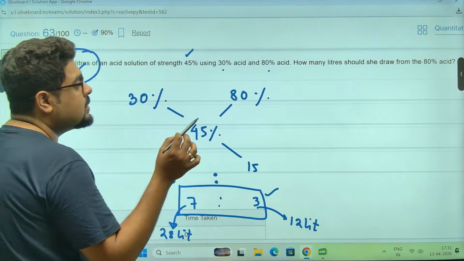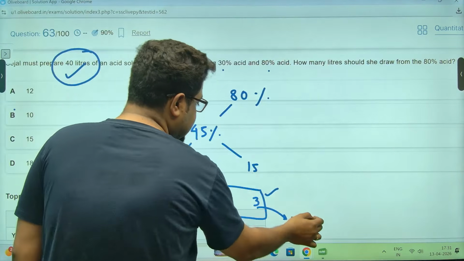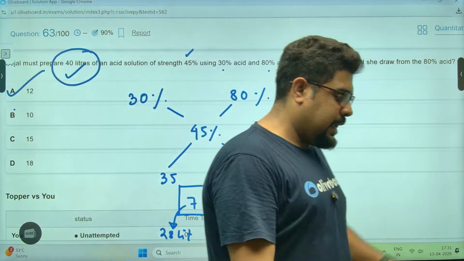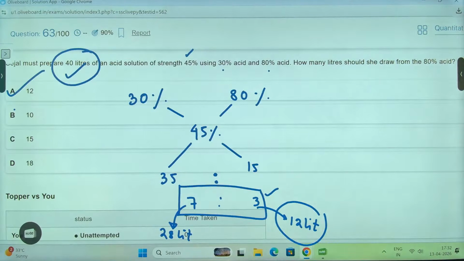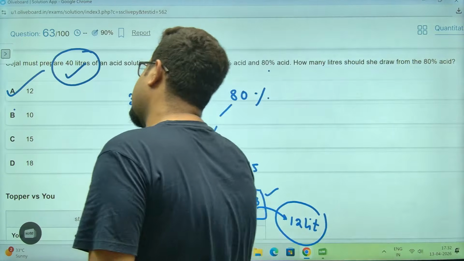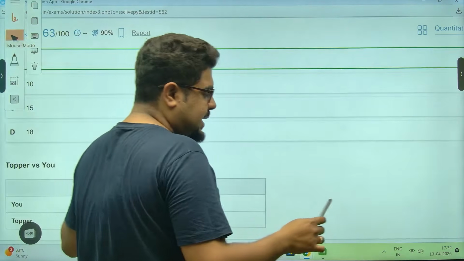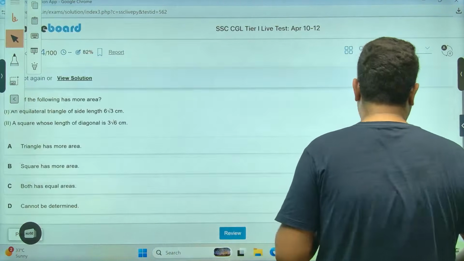Now question, 80% acid, meaning this will be the answer. 12 liters, option A, sir. Option A, 12 liters is the answer for this. Simple question again. Keep it simple. Again, if you want to make equations, make equations. If you want to do something else, do something else. But again, I feel alligation will be the best one here.